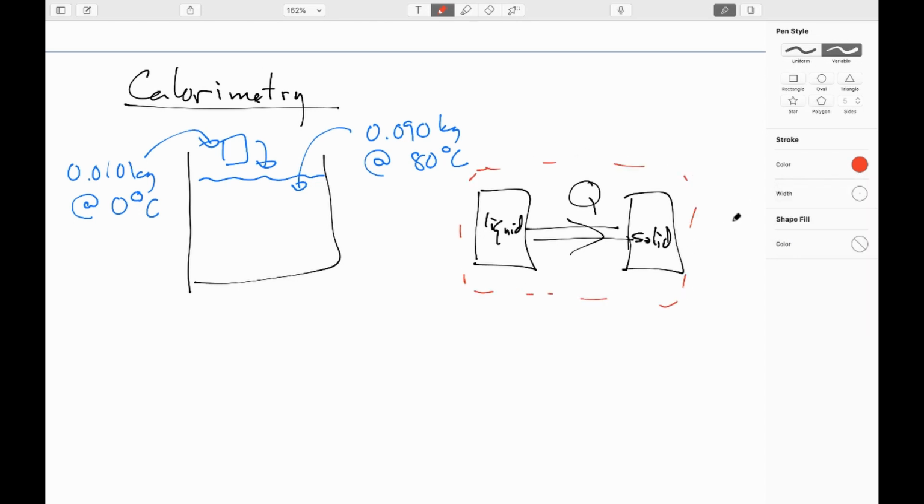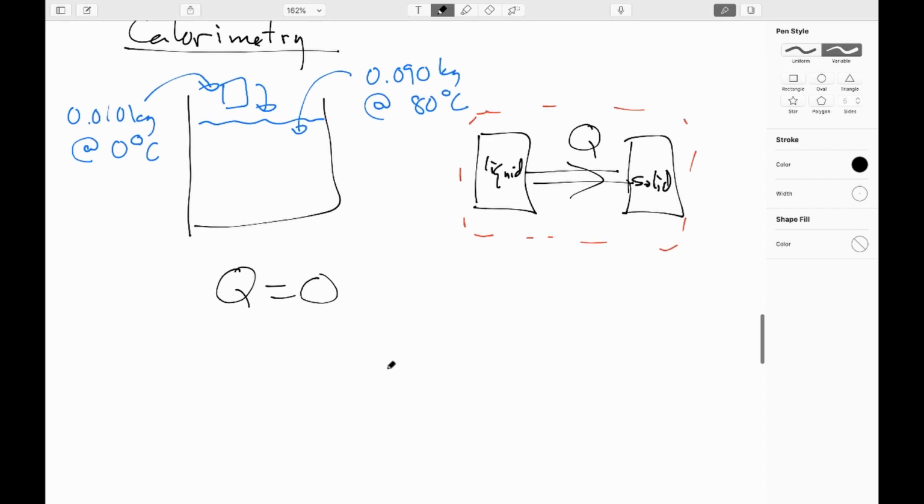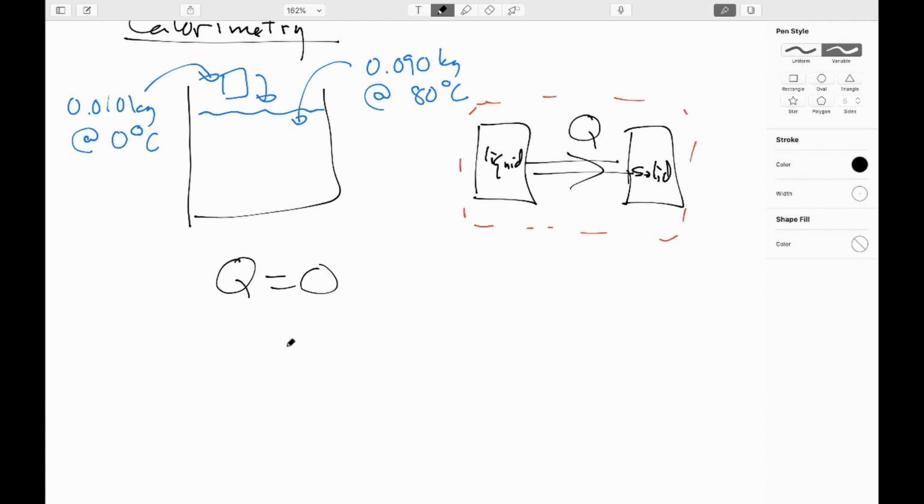And I am going to make the whole thing my system. Since the system is isolated, I can say the total heat transferred into the system is 0. But I can write this 0 as the sum of the heat transferred into the liquid plus the heat transferred into the solid. And yes, we know it's an outbound flow from the liquid, and so it'll end up being a negative number, but the math of the situation will take care of those numbers automatically.